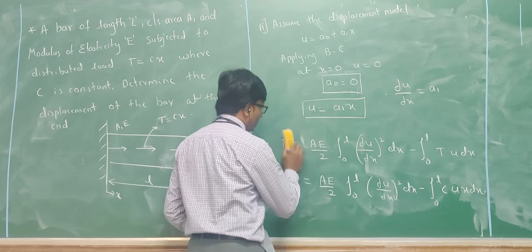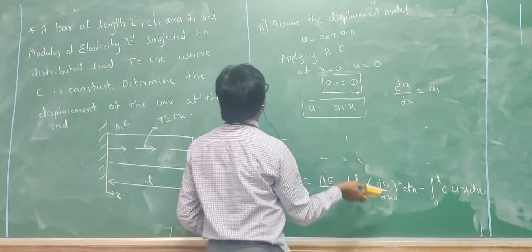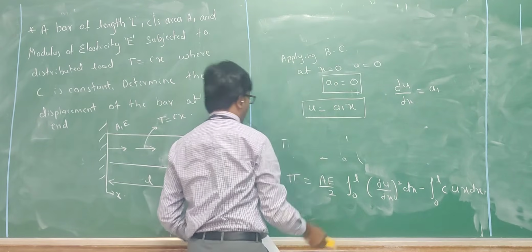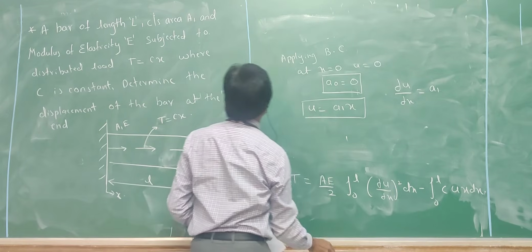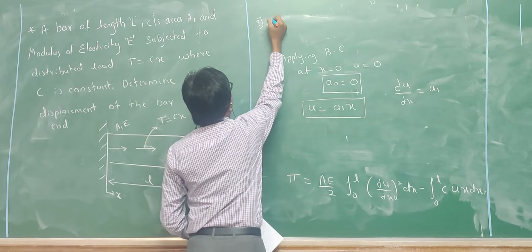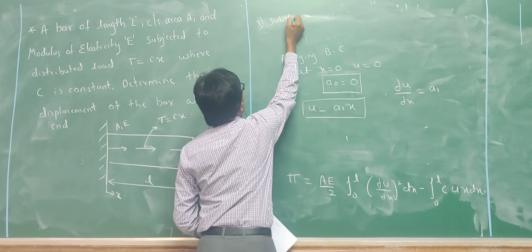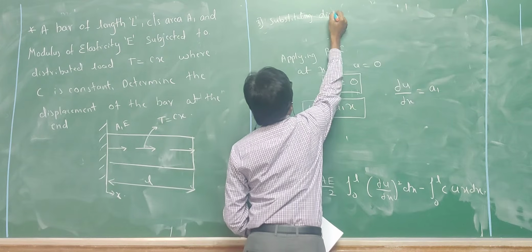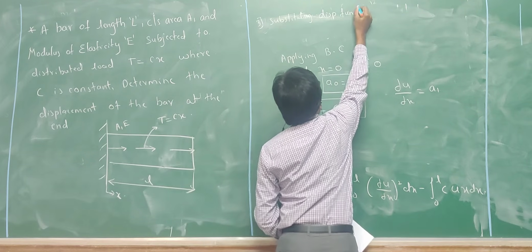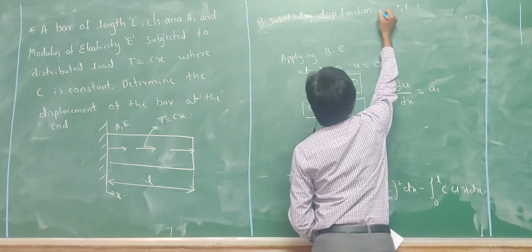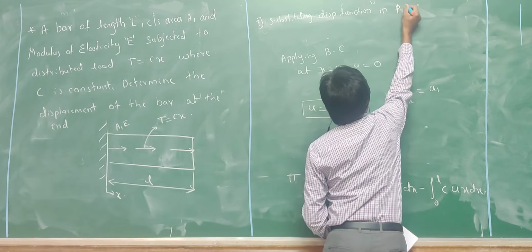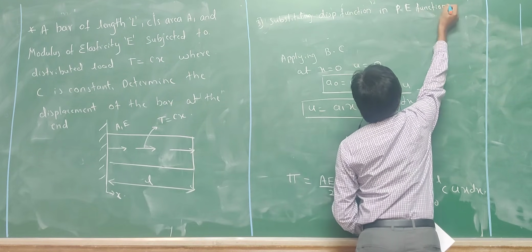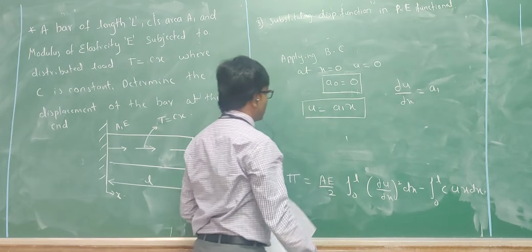Next we will be substituting the values of these into the potential energy functional. I'll just rub this out. I need this bottom equation, I'll keep it as it is. The third step is substituting the displacement function in the potential energy functional.